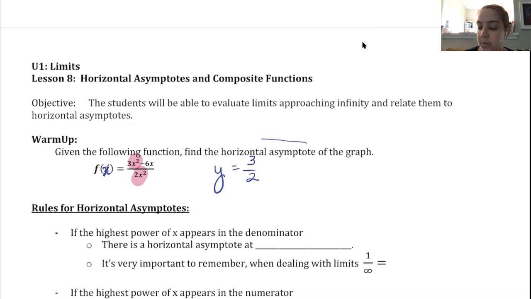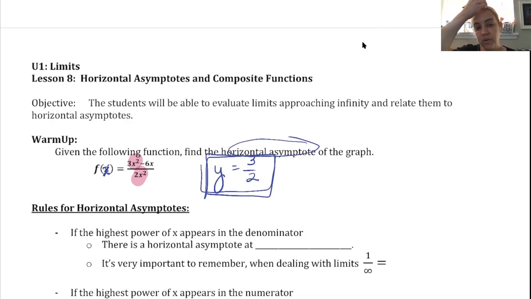Now, a horizontal asymptote is a line. I really want to see you write this as the equation of a line. Y equals 3 over 2 is a horizontal line. 3 over 2 is just a value. You want to see y equals 3 over 2.